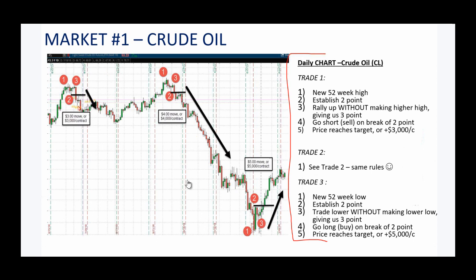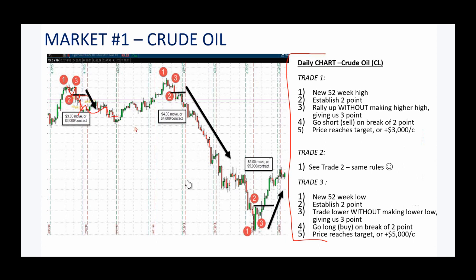Okay? So daily chart of crude oil, we have over here a 1, 2, 3. It's a smaller 1, 2, 3, I'll give you that, but still valid nonetheless. But we've identified everything in advance. We've identified our 1, 2, 3 top setup. We know in advance that we're looking to get short on breaks or closes below the number 2. We get a couple of retests here. We quickly meet our $3 or $3,000 per contract price objective.